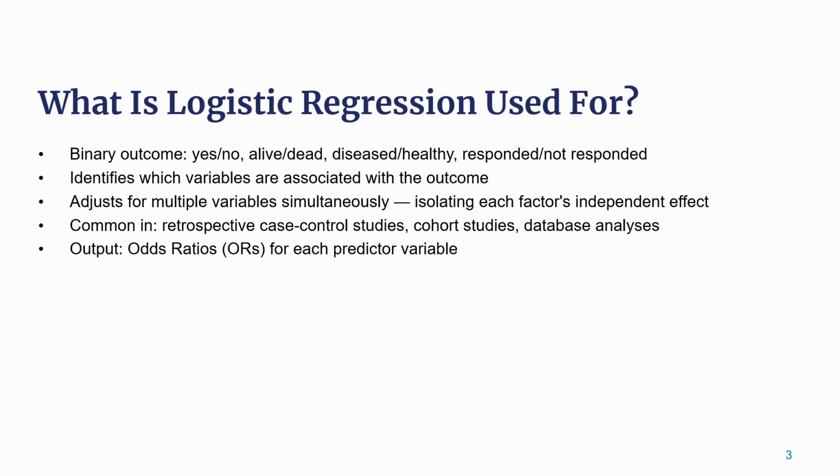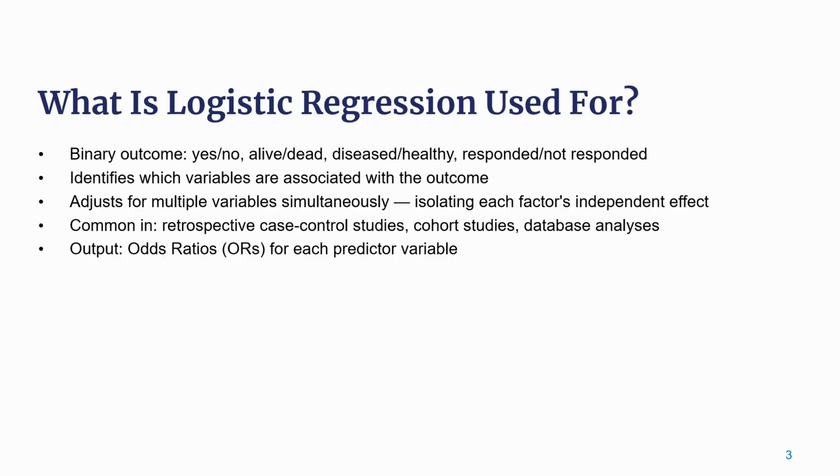Logistic regression is the workhorse of observational veterinary clinical research. Anytime you see a paper asking, what factors are associated with outcome X? There's a good chance they used logistic regression. Unlike an RCT where you control everything, observational studies deal with patients who differ in many ways: age, breed, disease severity, treatment timing. Logistic regression lets you analyze the impact of one factor while mathematically accounting for all the others. The output is a table of odds ratios, one for each variable in the model.